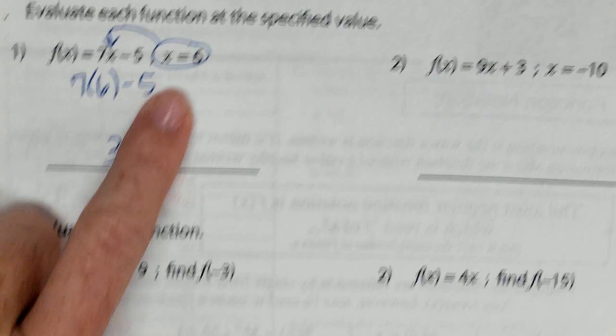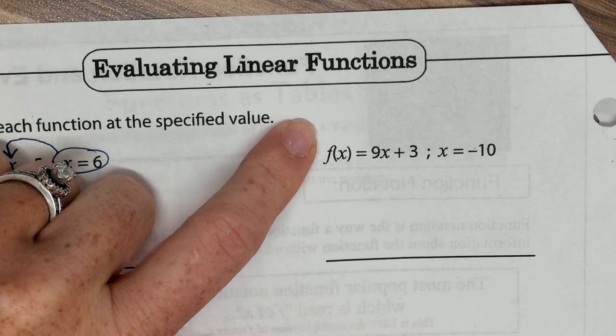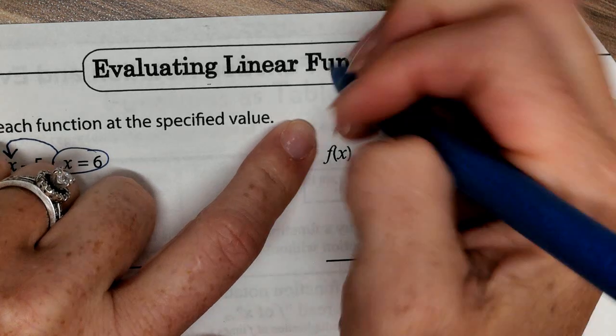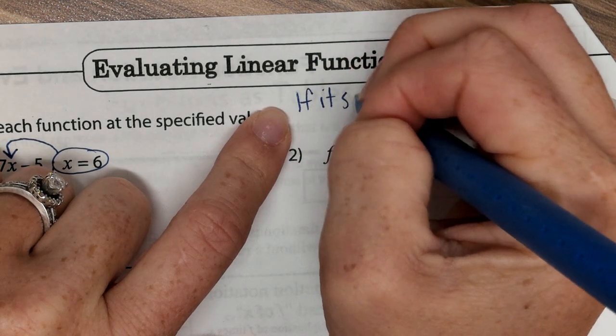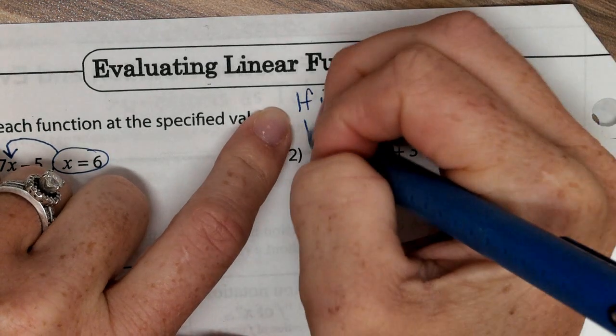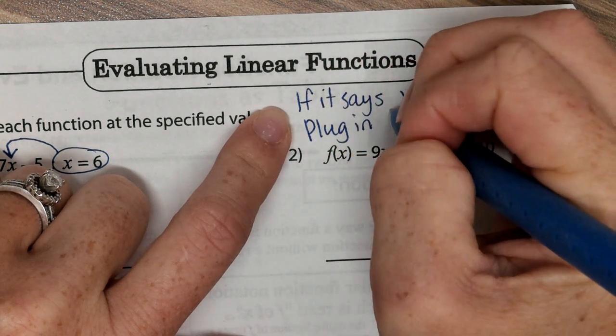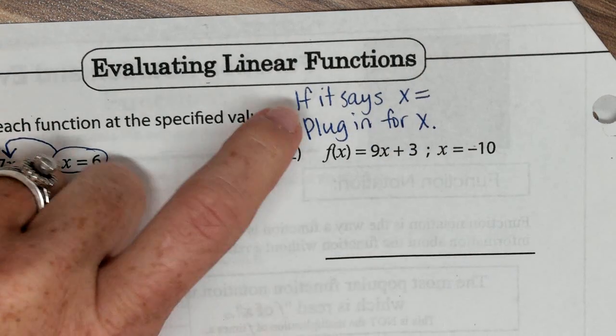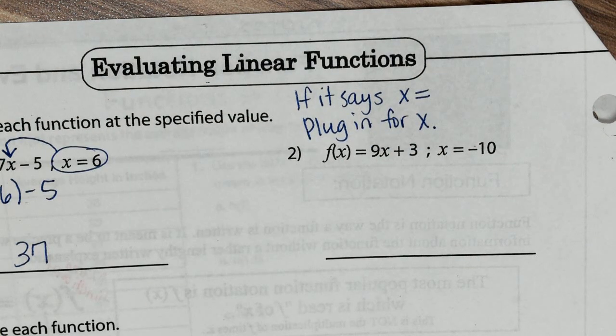Now, write this up here because you're going to be confused in a minute. If it says x equals, then you plug in for x. Because in a minute, we're not going to plug in for x. So you need to know the difference. If it says x equals, you plug in for x.